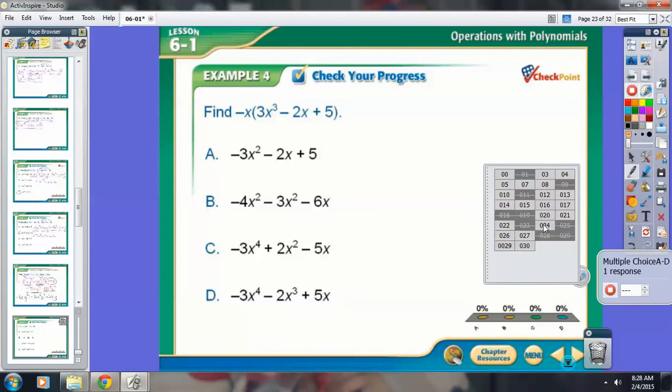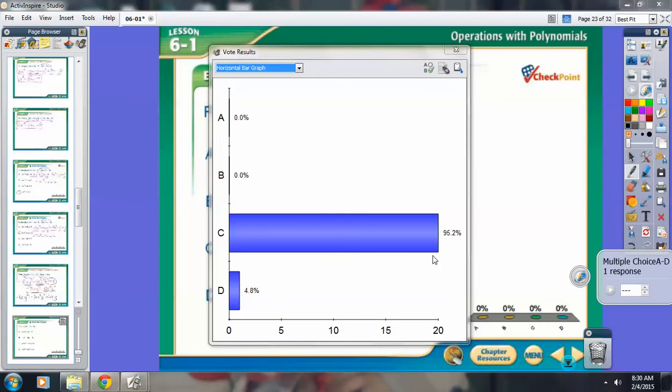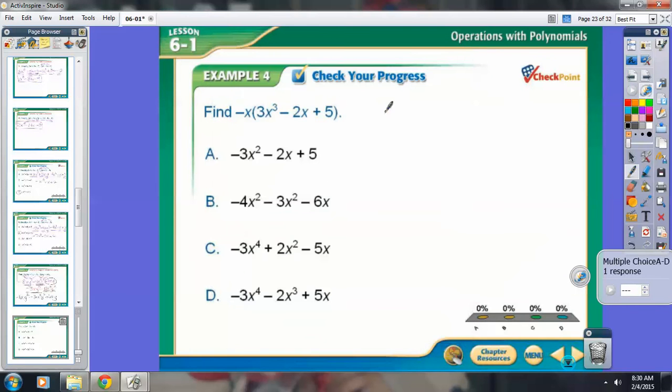Multiple choice question where you're distributing the negative x. Mostly C's. Let's go ahead and work this one. So to distribute our negative x: negative x times 3x cubed is negative 3x to the 4th. Negative x times negative 2x is a positive 2x squared. Negative x times 5 is negative 5x, which would be letter C.